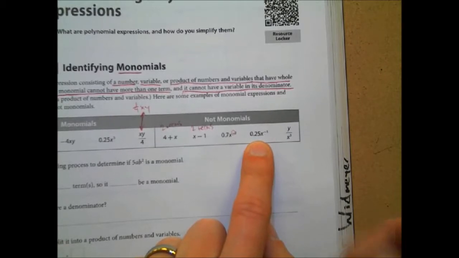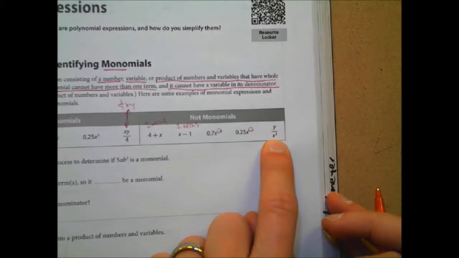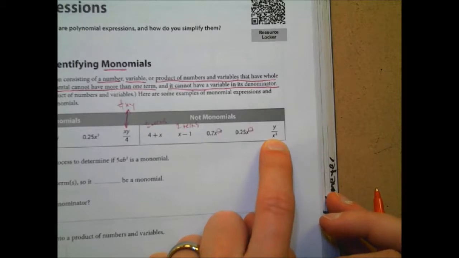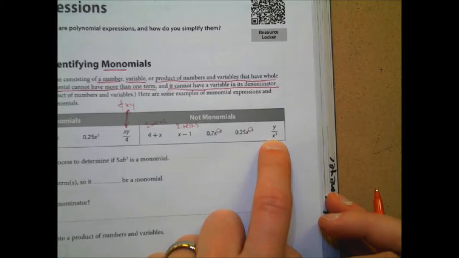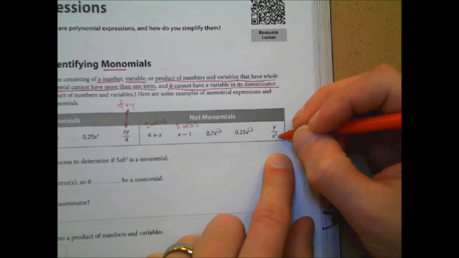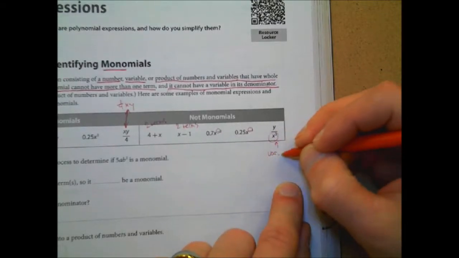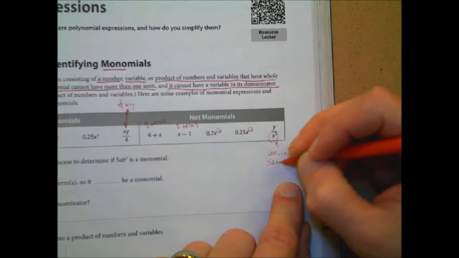Negative exponents, right? Can't have negative exponents again. All right. And then what about the last one there? Shepard, what's the problem with this? Why is it not a monomial? So an x to the third is not a problem, but Shepard, where is the x to the third? Yeah, the denominator, the bottom part of the fraction. So no variables in denominators. Okay, so that's not allowed.